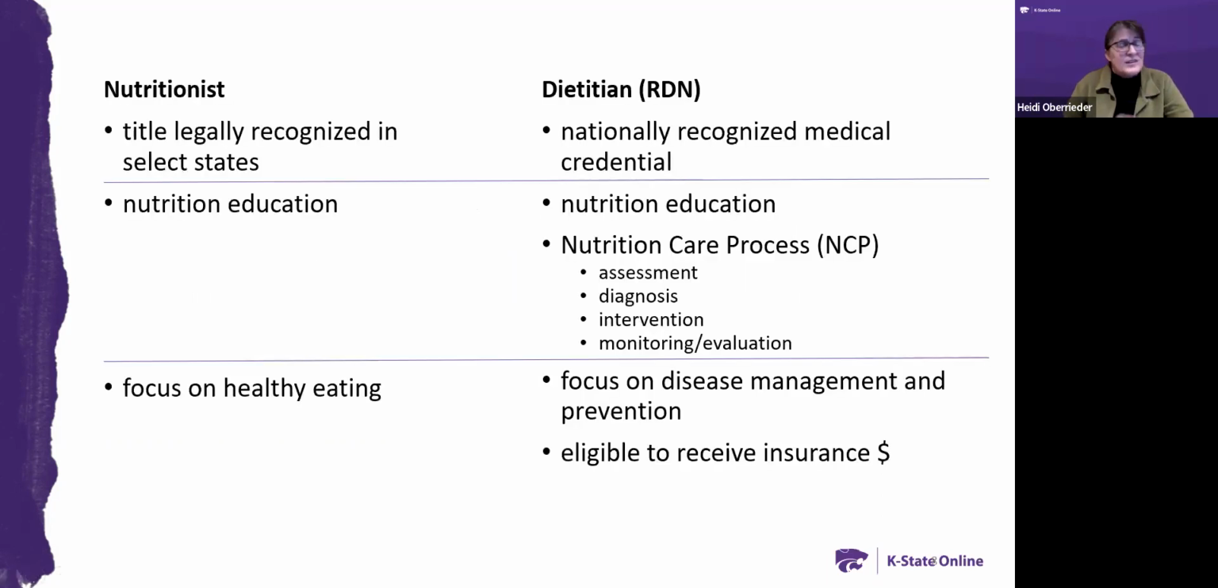So on this slide, you can see that on the left is my column for nutritionist and the right is for dietitian. The word nutritionist really has no legal definition. Some states will legally recognize the word nutritionist, but very few. Whereas the RDN credential is recognized nationally. So every state recognizes that credential. Nutritionists focus mostly on nutrition education. What's a healthy way to eat? Whereas a dietitian focuses on that nutrition education, but is also qualified to do what's called the nutrition care process, NCP, which involves 4 steps of assessing and diagnosing and intervening and monitoring, evaluating a patient.